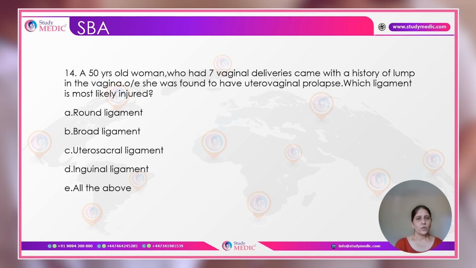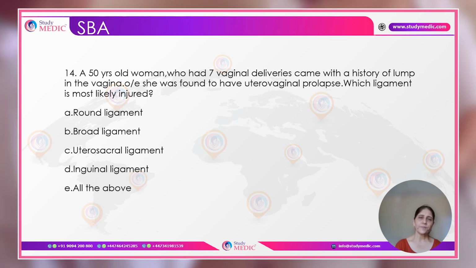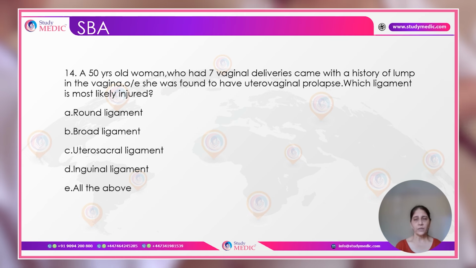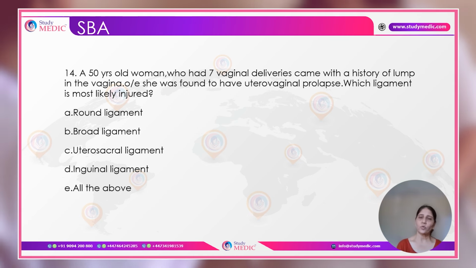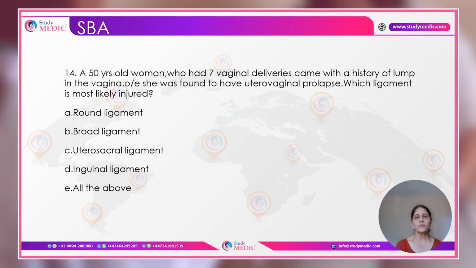Another question which is very frequently asked, and as students of OBGY you have to know this question. So you have a multigravid lady who has had all previous vaginal deliveries. She comes to the clinic with history of a lump in the vagina, and after examining her, you realize that she has uterovaginal prolapse. So the obvious question here is, which is the ligament that is likely to be injured to give rise to uterovaginal prolapse? So obviously you have to know the supports of the uterus.